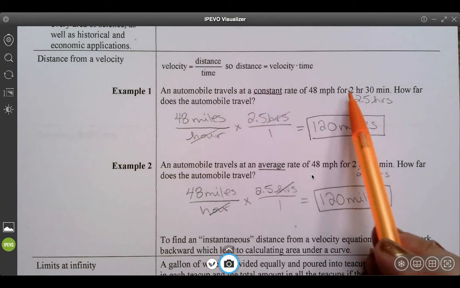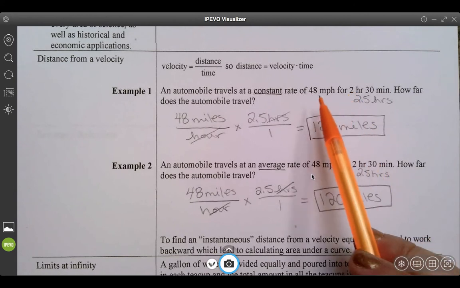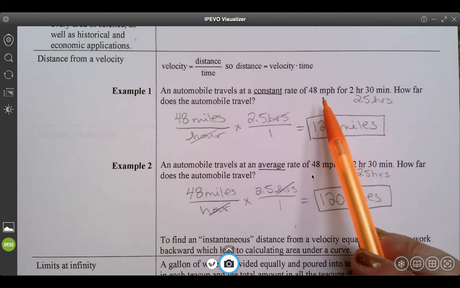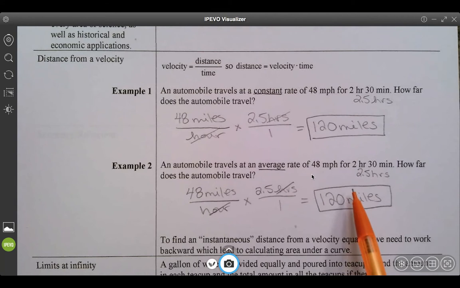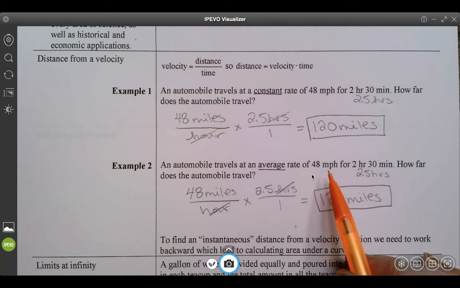At any point in time on that 2.5 hour journey, I was traveling 48 miles per hour in example 1. Whereas in example 2, at any point in time on that 2.5 hour journey, I was probably not traveling 48 miles per hour. 48 miles per hour is just my average, right? So I could have been driving 30 miles an hour on part of the trip and 65 miles an hour on another part of the trip, but the average speed for my whole trip for that 2.5 hours was 48 miles per hour. So it's the meaning of the question that's different, not the answer to the question that's different.